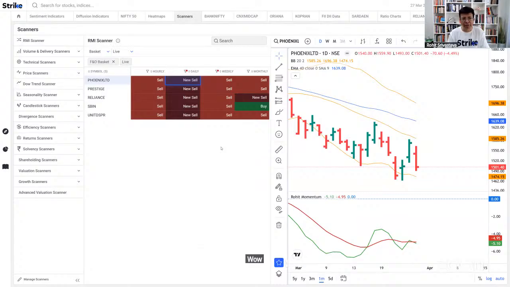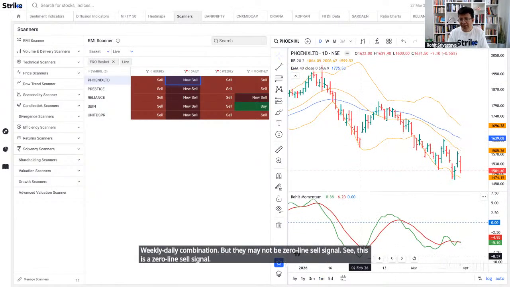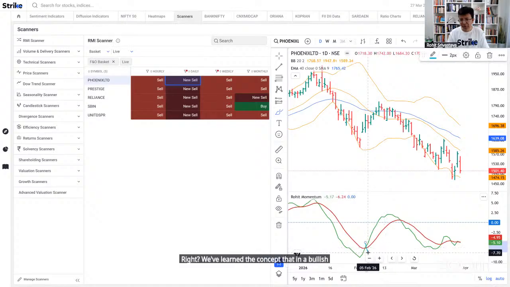Wow. There are 5 new short signals on the weekly daily combination, but they may not be zero line sell signals. See, this is a zero line sell signal where the RMI went above zero and gave a sell over here, right? We've learned the concept that in a bullish market, if this was a buy signal, we wait for it to come down and give a fresh buy.